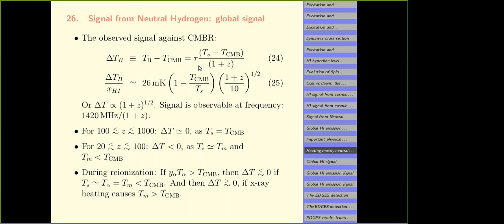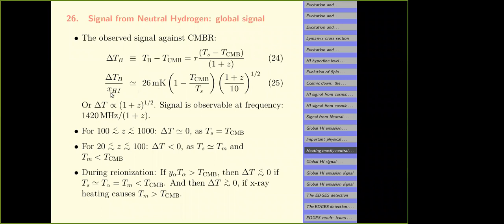Tau is proportional to 1 by Ts, so Ts should be taken out common from equation 24 to cancel the Ts. And once you cancel that Ts, you get equation 25, and equation 25 is the one which is of great interest to us, and we shall dwell on this for a while. What is equation 25 telling us? It is telling us that if Ts is much, much larger than TCMB, it's possible, then the observable signature is close to 26 millikelvin for neutral fraction of unity.